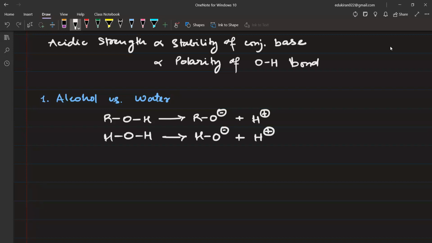Now, if I look at the conjugate base RO negative, then this R, tell me, is this a plus I or minus I group? Is this an electron donating or electron withdrawing group, guys? Is the alkyl group electron donating or withdrawing? Plus I or minus I? Alkyl groups are electron donating, right?